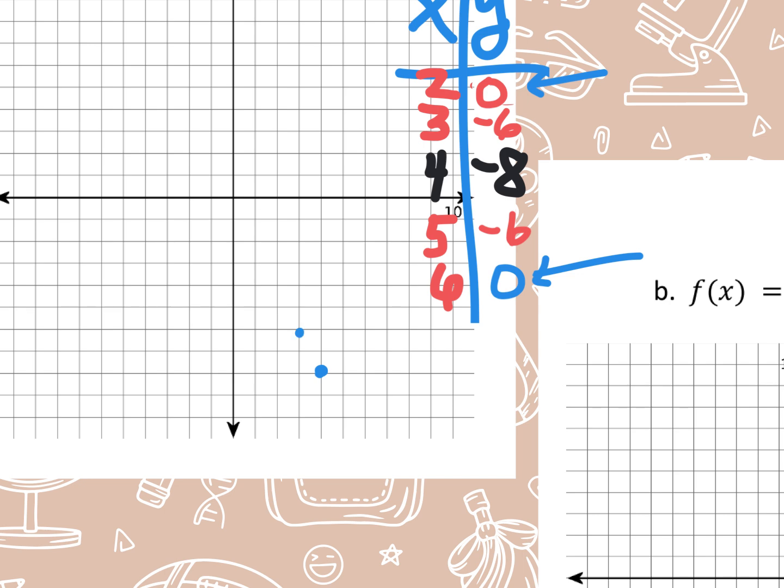3, negative 6 is there. And 5, negative 6 is there. Look, they're at the same level, which is why they're both at negative 6, which makes sense when it's a parabola. And 2, 0 is there. And 3, 4, 5, 6, 0 is there.